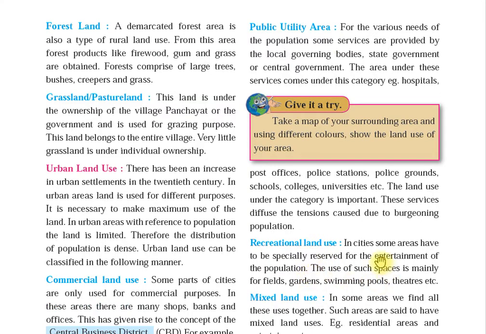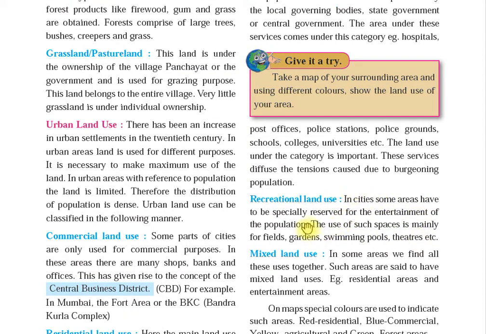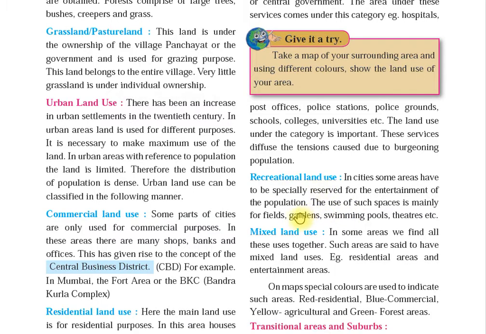Now recreational. In cities, some areas have to be specifically reserved for entertainment of the population. So some land is reserved for this purpose. For example, every year we have sports. We go for sports on a ground that is called your recreational land use. The use of such space is mainly for field, garden, swimming pool, stadium, etc. So all these things like a field, garden, swimming pools are used for recreational purpose.